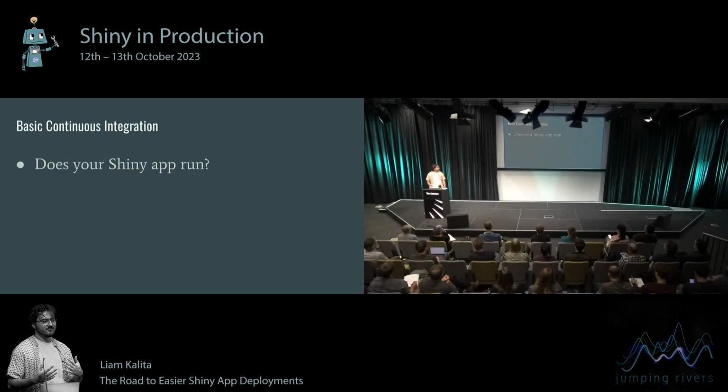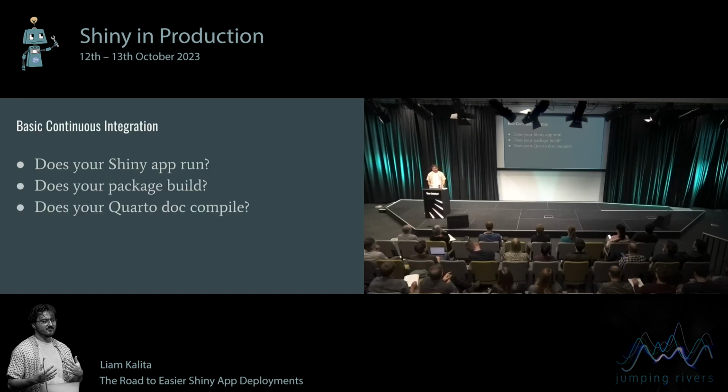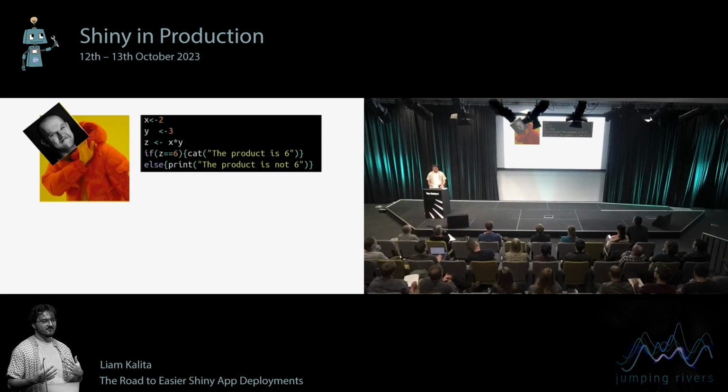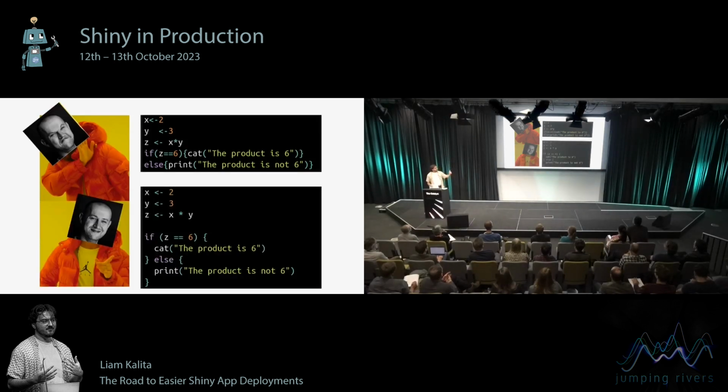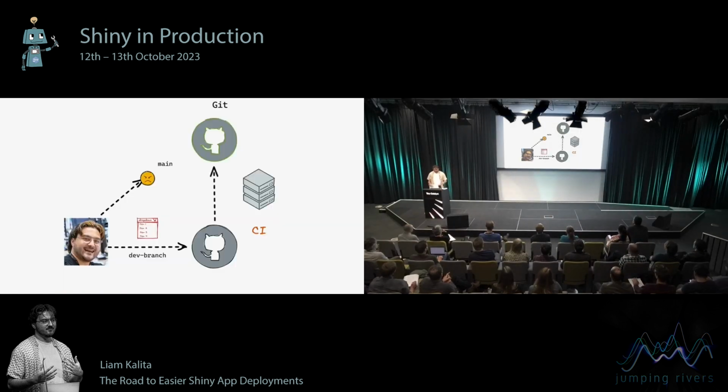Here are some things you could do in a CI pipeline, like check that your Shiny app runs. It could also be used for R packages, and check that your Quarto document compiles. Something that we also do in the company is linting. Colin is very sad when it comes to poorly linted code, but he's happy when it's nicely linted with lintr. So now that Colin's happy and all the code is linted and the app runs, the code can be integrated back into the main branch.